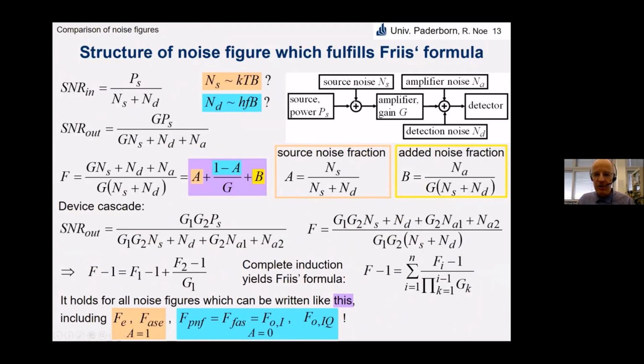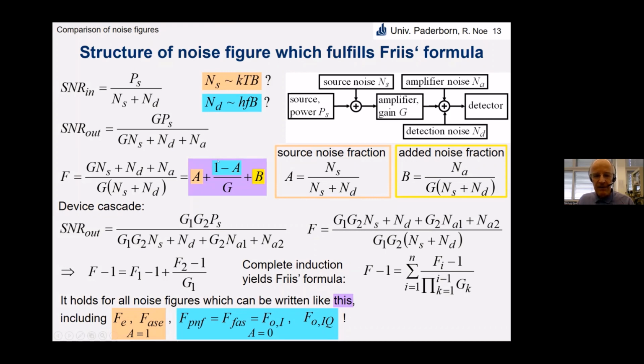Generally, we can have source noise, we can have added amplifier noise, and we can have detection noise. When we calculate the noise figure from all that, we find that the noise figure gets a form with a constant, where this is the source noise fraction: source noise divided by source noise plus detection noise. And 1 minus A is the detection noise fraction. This is divided by G, by the gain of the amplifier, because if we have much gain here, the detection noise plays a smaller role. So we have a 1 over G here. And this is added noise by the amplifier.